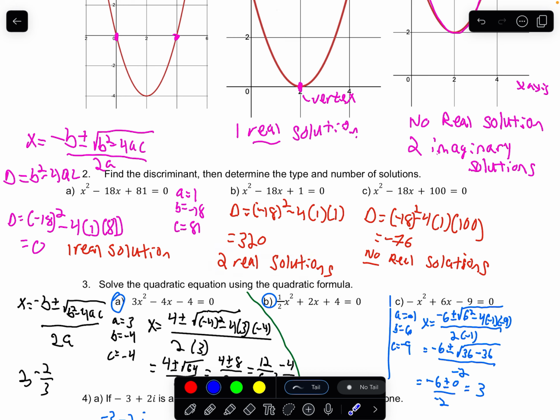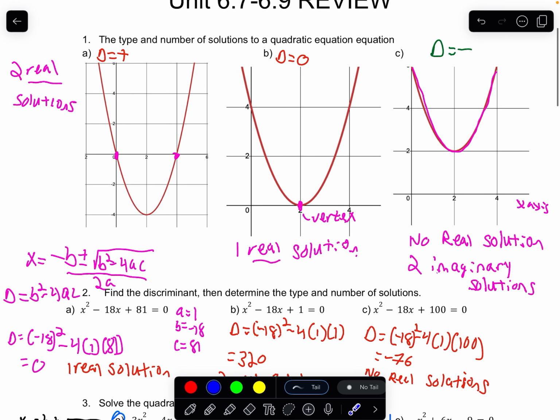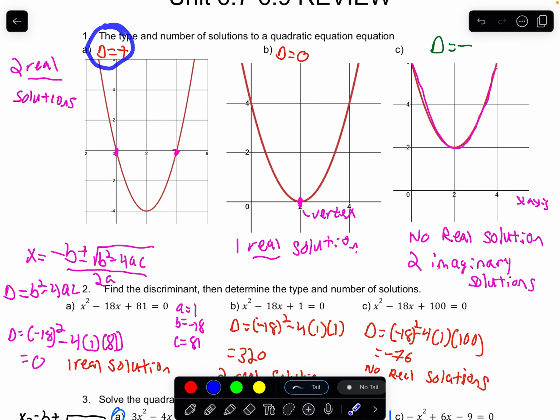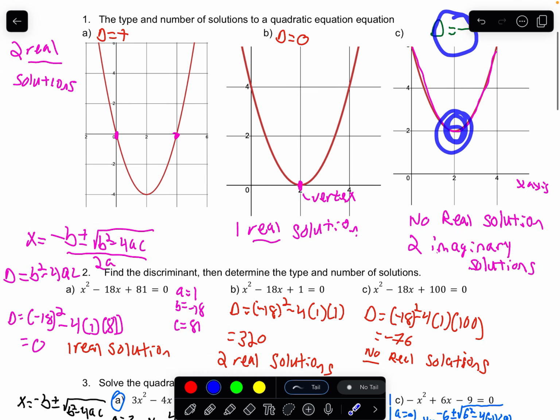Finally, I think it was plus 100, I changed c to be 100. When you plug that in, you end up with a negative 76 for the discriminant. So in the quadratic formula, you end up with the square root of negative 76. Well, that's not real, so there's no real solution for that. All right, so those are the three types, and they're all represented here. You've got your positive discriminant, two real solutions. Discriminant of 0, one real solution. And the discriminant being negative, no real solutions.